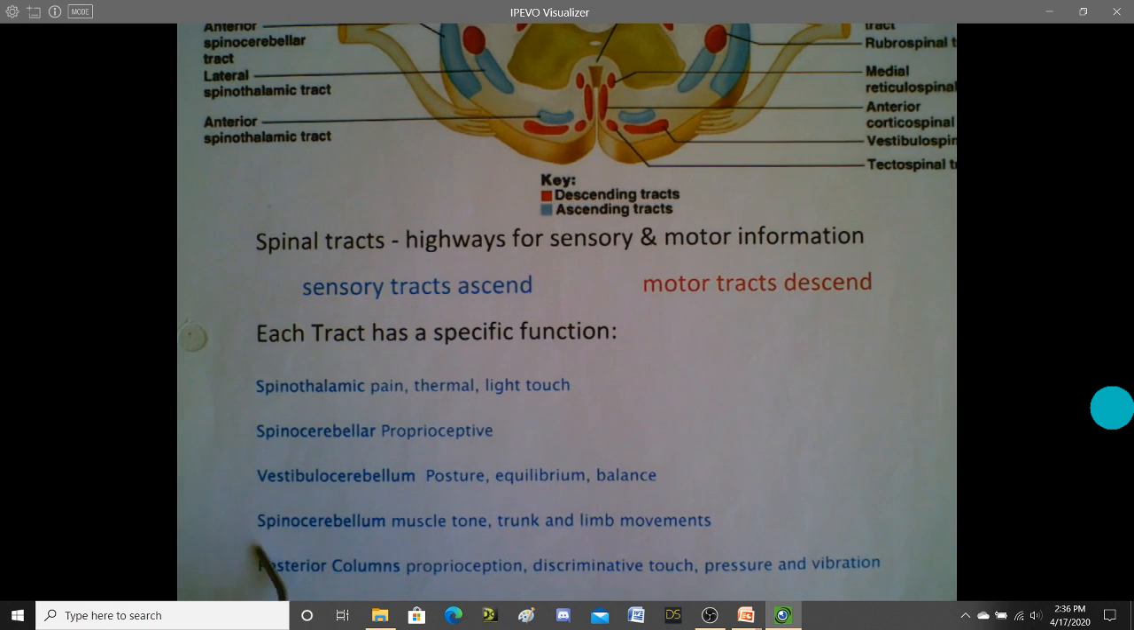All right, then we have the spinocerebellar. This is going to send information about muscle tone and the movements of our limbs, our arms and legs. So as our arms and legs move, we're going to send signals to our brain so that our brain knows where our arms and legs are located. This is why you can multitask so well.